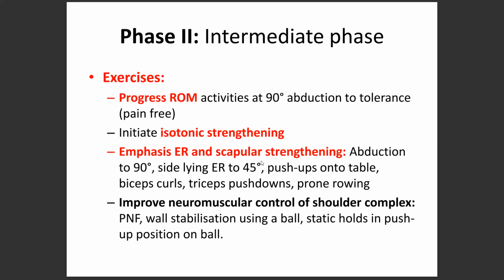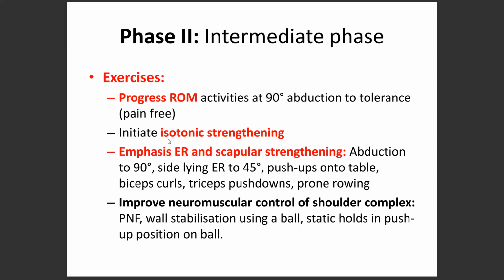So what exercises should we involve in phase 2? This is the progressive range of motion activities, 90-degree abduction to tolerance, with a band. In the initial phase, mostly the exercises were conducted when the shoulder was at 0 degrees and the elbow was flexed, with the arm on the side. Now, the range of motion should be practiced to 90-degree abduction, but it should be pain-free. If the patient feels pain at 90-degree abduction, then it should be done under 90 degrees.